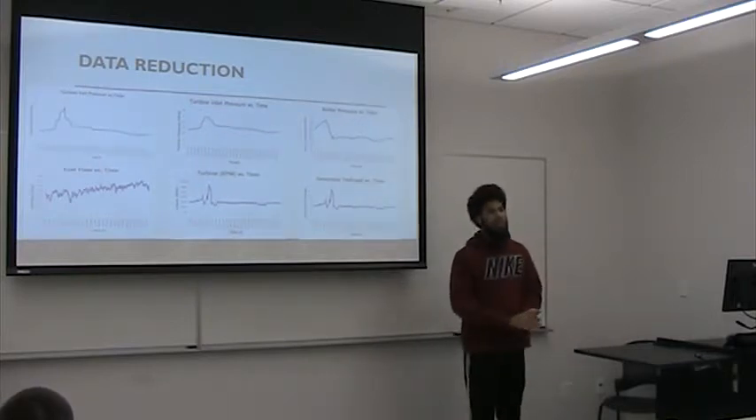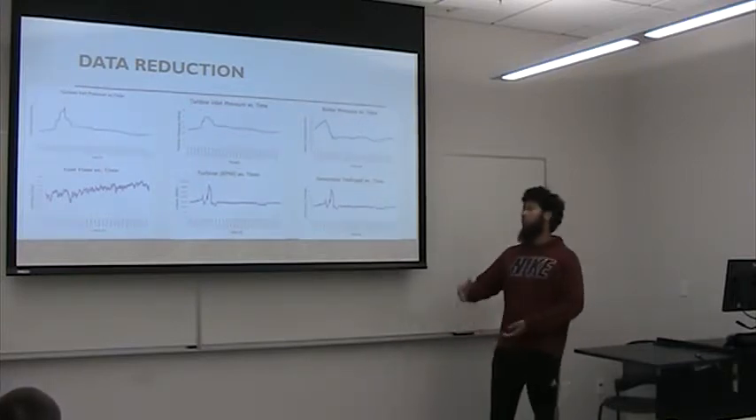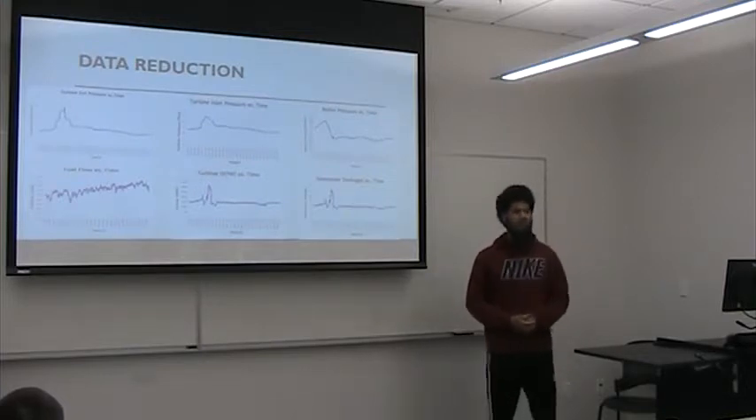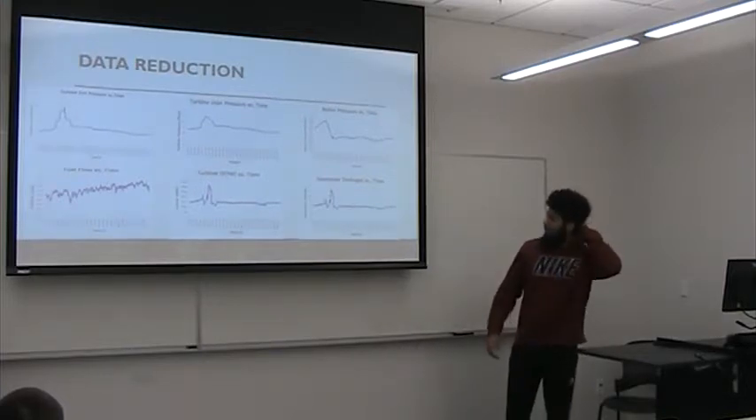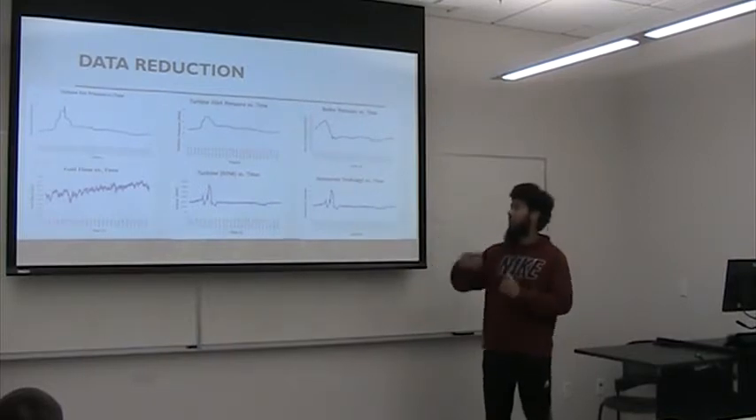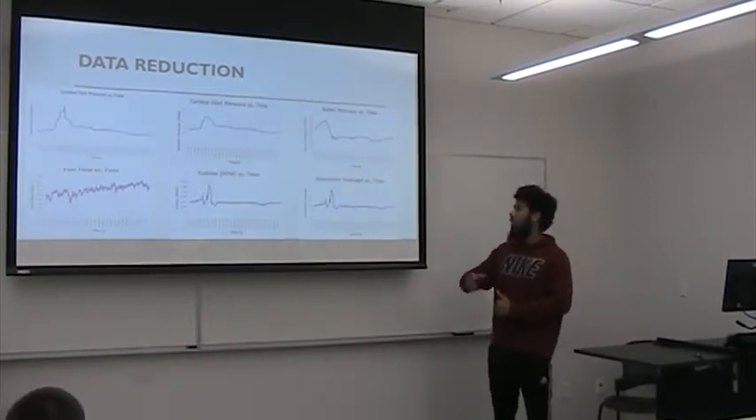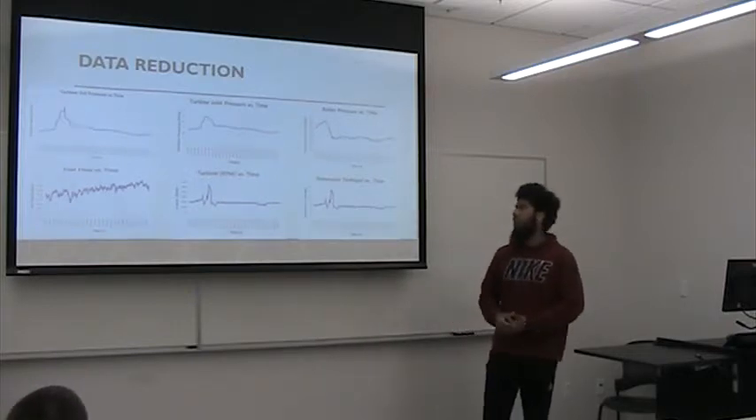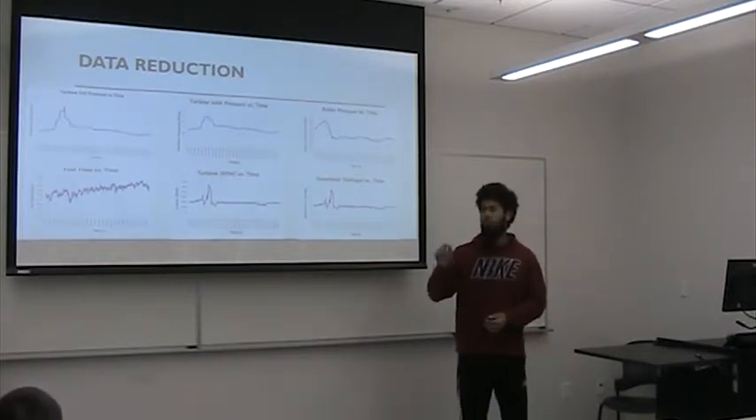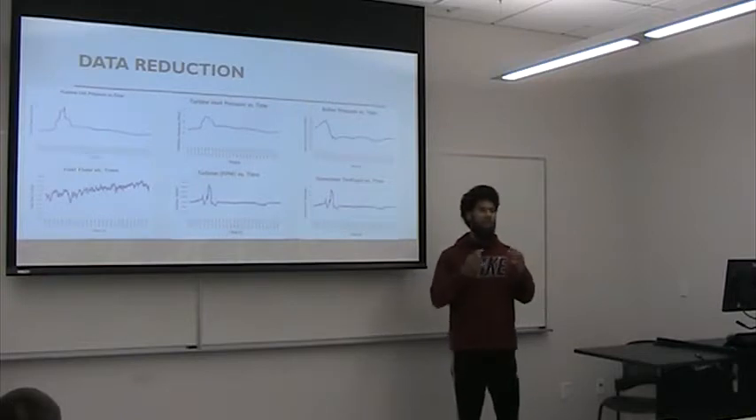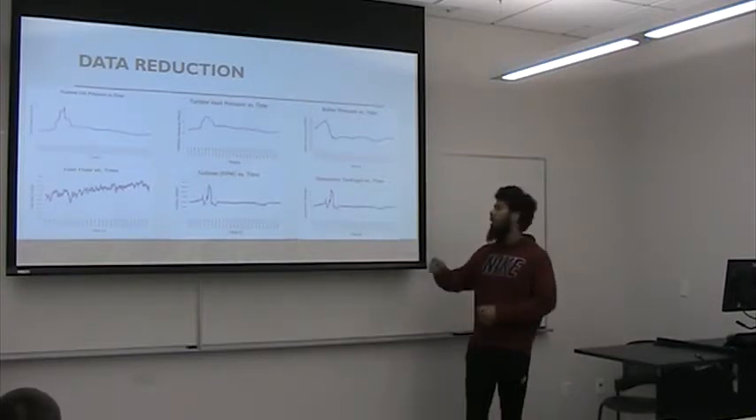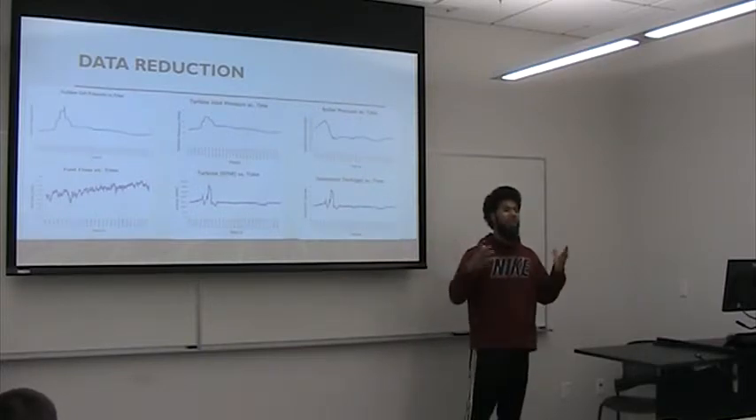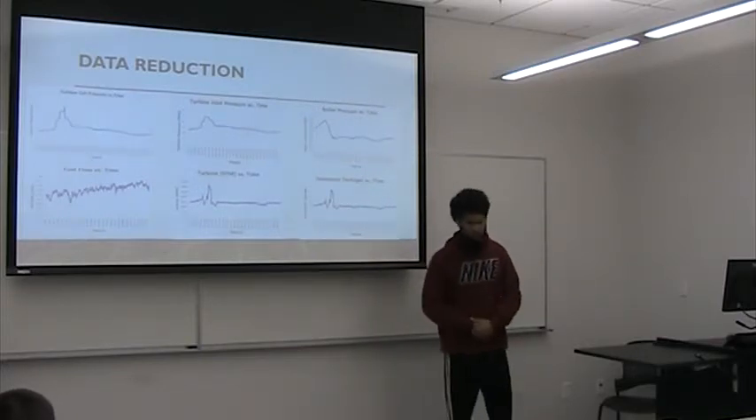I had to plot approximately nine diagrams to figure out the values. Those are the data reduction, for instance, turbine exit pressure versus time, and others. By plotting those diagrams, I had to figure out how to mark the steady state. The values that I got from the steady state were the values that I used for the calculations.